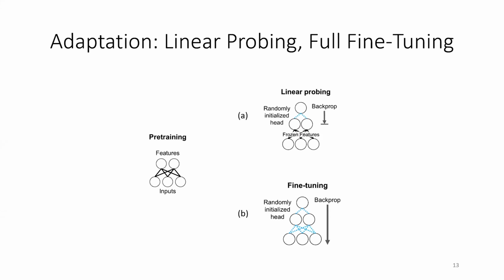Fine-tuning is after you add this kind of layer that takes the features and outputs an answer, you actually fine-tune the entire model. So you update all the parameters of the model via gradient descent. And this can be quite expensive. If you think about models like GPT-3 that have 200 billion parameters, that's going to be very expensive if you want to update all the parameters for every task you care about.